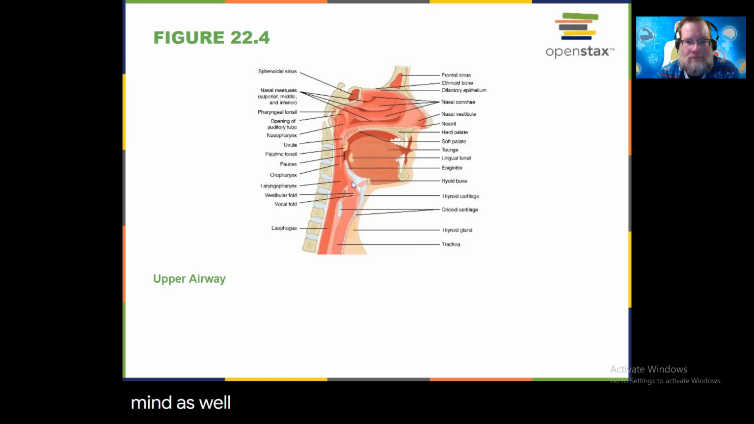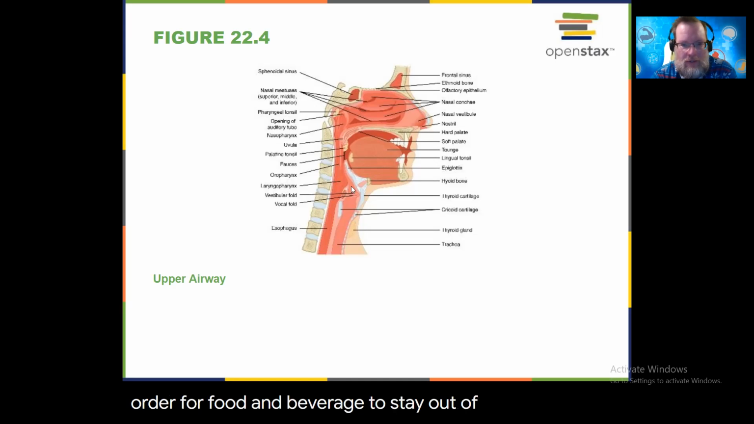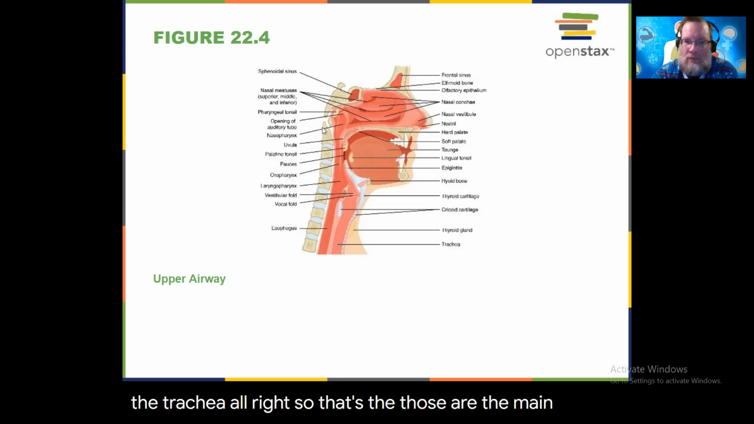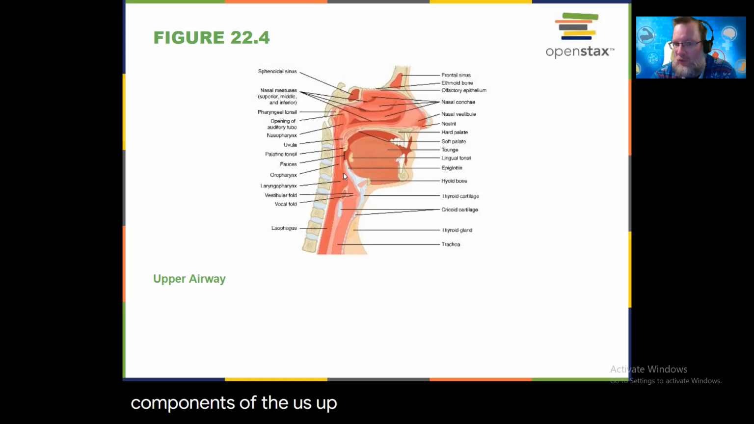And of course the epiglottis has to shut in order for food and beverage to stay out of the windpipe, or the trachea. All right, so those are the main components of the upper respiratory tract. We do include the larynx as well.